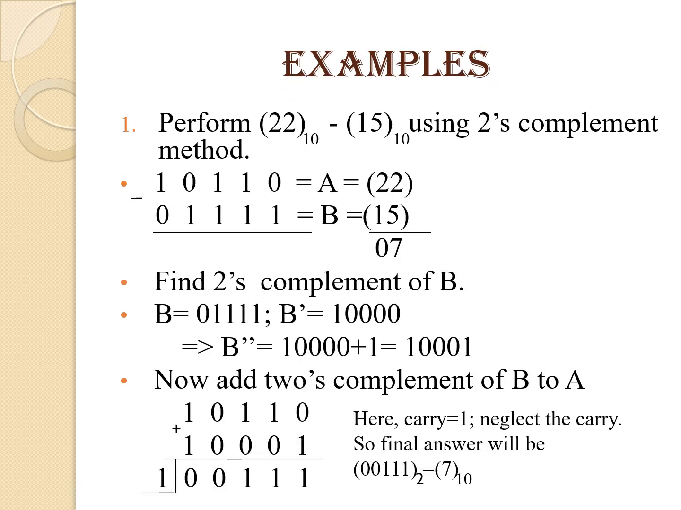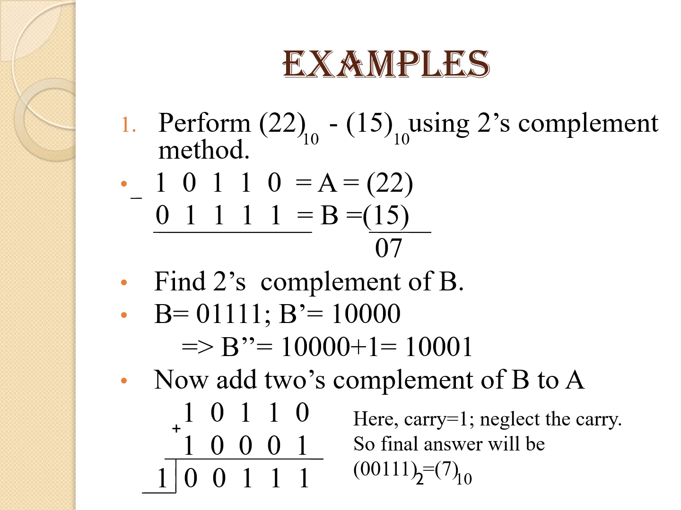Here is the example. Perform 22 minus 15 using the 2's complement method. First of all, convert the decimal numbers into binary numbers. Find the 2's complement of b. Then how to find the 2's complement? First of all, find out the 1's complement by replacing all zeros with 1's and 1's with zeros. Add 1 to the 1's complement of b and then add the 2's complement of b to a.